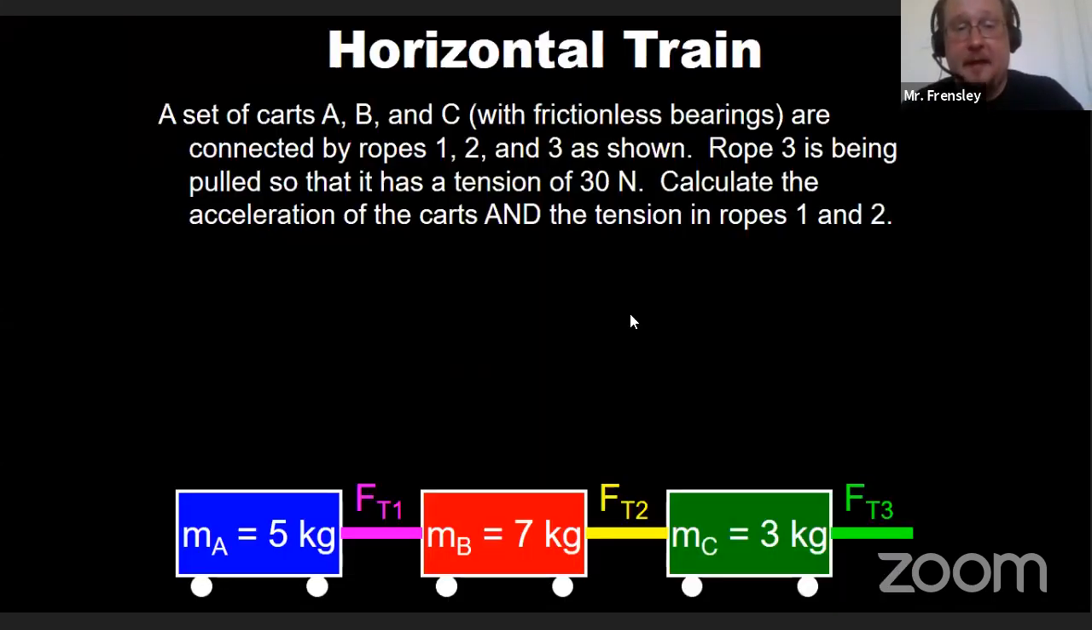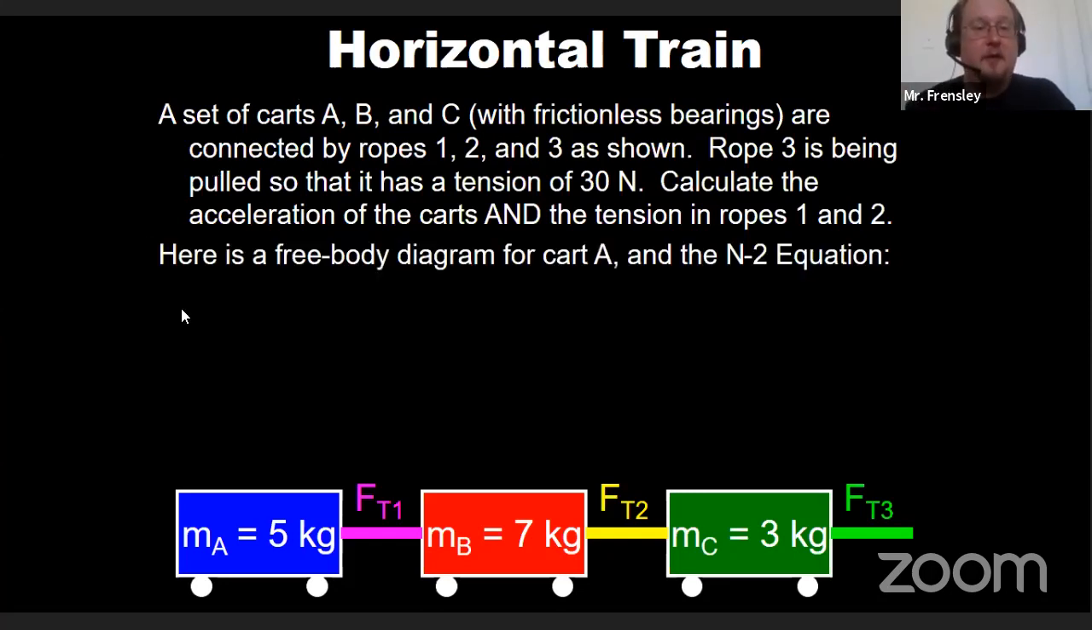So let's look at your horizontal train of blocks that you did for a warm-up, right? So here's what you could do. You could draw a free body diagram for each individual car. And if you draw a free body diagram for each individual car, you can come up with a Newton's second law equation for each individual car. So remember what I'm trying to find. I'm trying to find the acceleration and each of the 2 tensions.